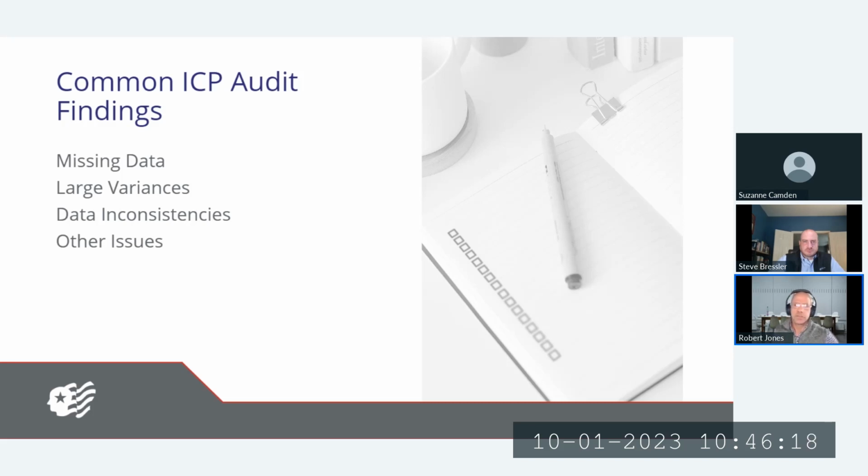All right, specifically to audits, because again, as Steve was just saying, we've been seeing not only an increased scrutiny of adequacy, but also now we're seeing more clients go into audit that never went into audit before. So those issues fall largely into 4 areas. These are by no means all issues or all areas, but again, just some of the more common ones that we see. It's around missing data, large variances, data inconsistencies, and other issues.